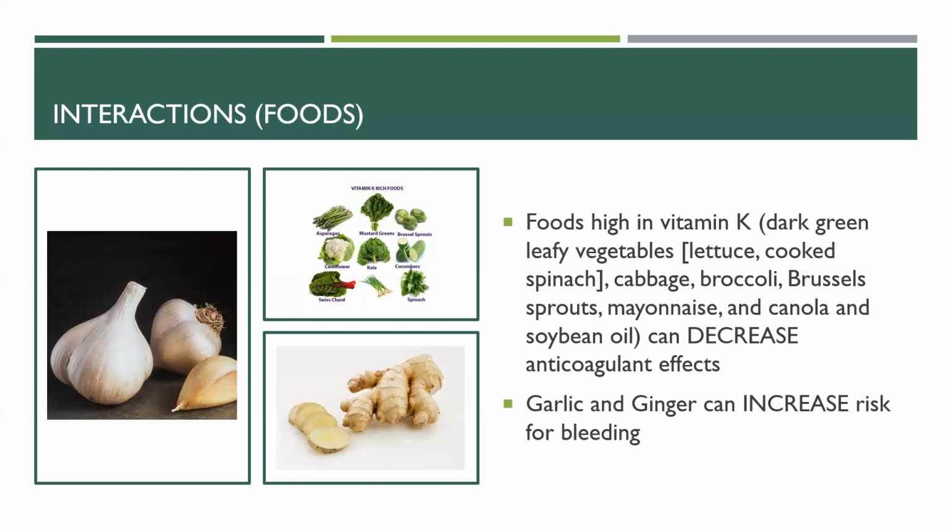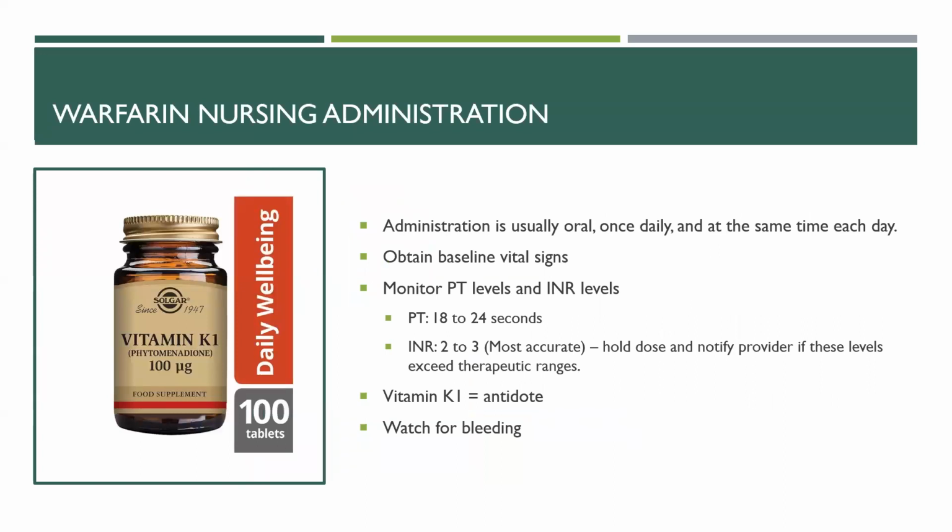Foods that are high in vitamin K are things like lettuce, cooked spinach, cabbage, broccoli, Brussels sprouts, all of these that are big in vitamin K. The other thing is garlic and ginger, which can increase the risk of bleeding. You want them to know which foods they can't have and why, because you don't want to just tell them they can't have that without letting them know the reason behind it.